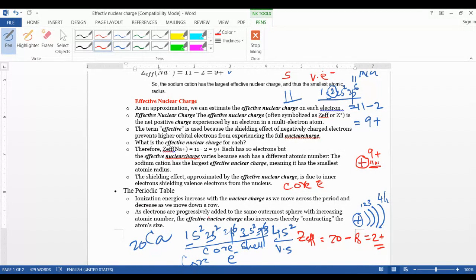The ionization energy and atomic orbitals, ionization energy and the atomic radius.